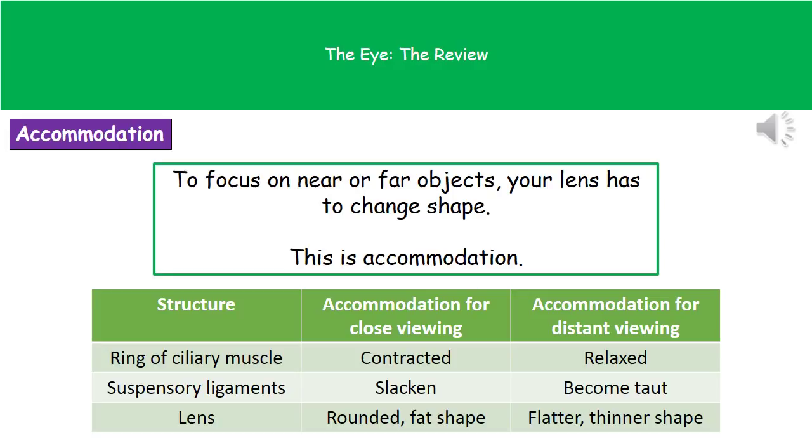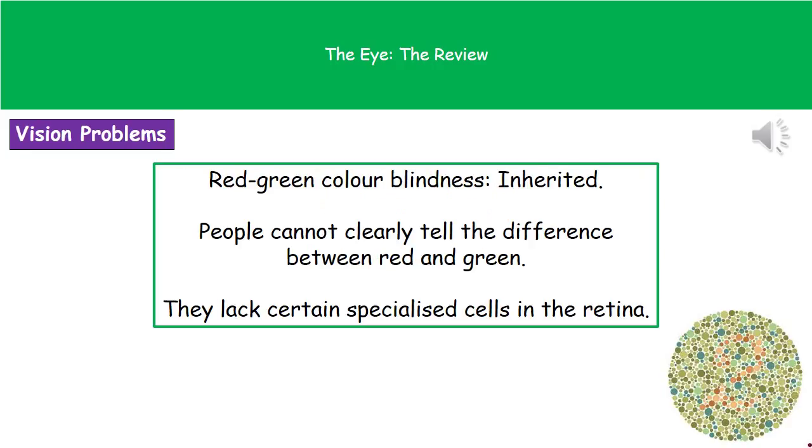So if we think about viewing something up close first of all, then the ciliary muscle will be contracted, the suspensory ligaments are going to slacken, and that means that our lens becomes more rounded and fatter. If however we're viewing something far away, then what we see is basically the opposite. So the ciliary muscle is going to become relaxed, the suspensory ligaments will become taut, and our lens becomes much flatter and thinner in shape.